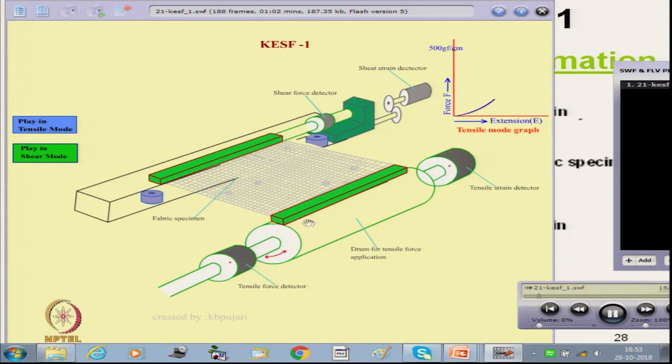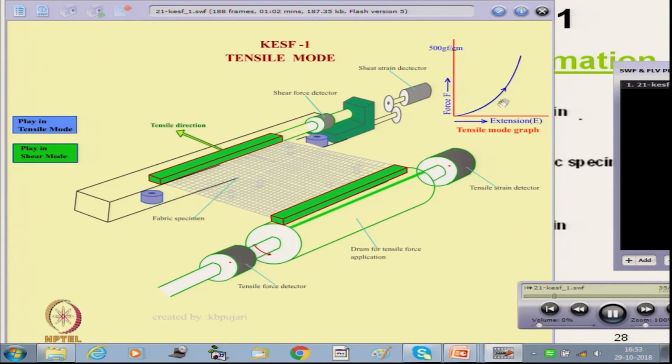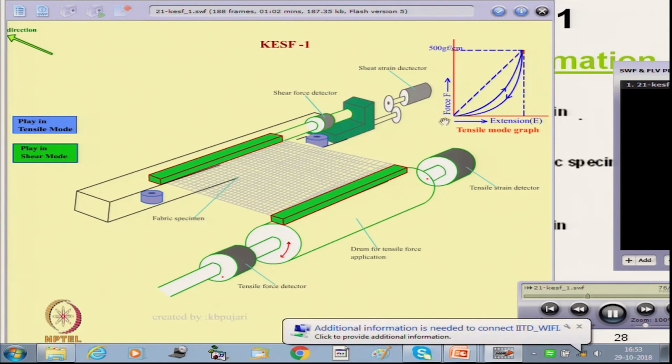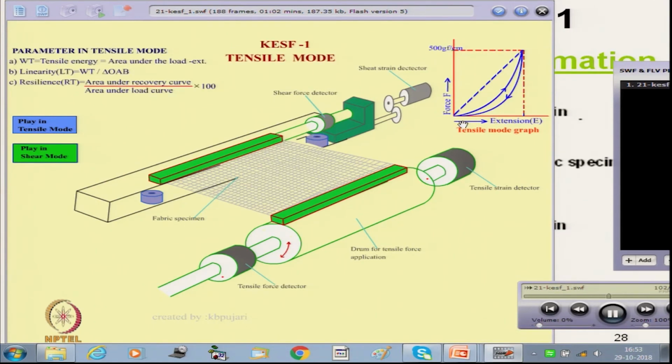Now, this drum is rotating in clockwise direction. So, the fabric is getting stressed, extension is taking place and it is plotting. So, elongation is there. After reaching the predetermined force, that is 500 gram force per centimeter, it is coming back again. So, it completes one cycle and from there we can calculate various parameters, which we will discuss here.